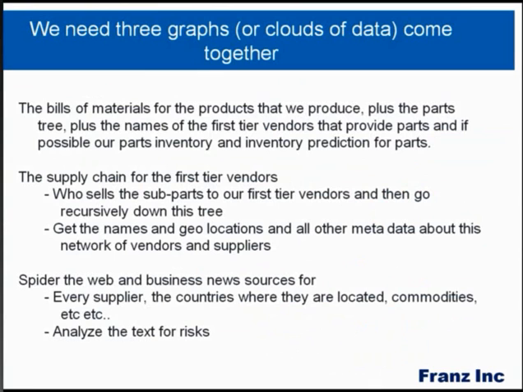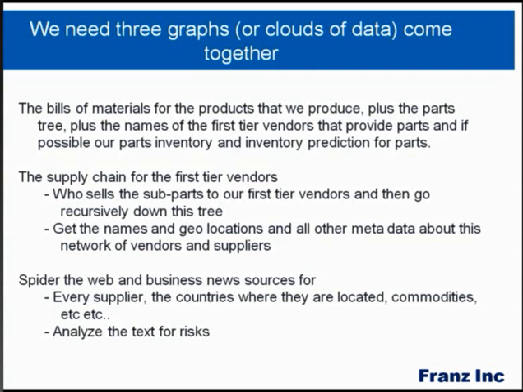But what we needed to do is to get three clouds of data to come together. So the first thing we did is we worked with the manufacturer to get the bills of materials for the products that were produced, plus the parts trees. So that's kind of the hierarchy of the parts, plus all the names of the vendors that deliver the parts to you, and then partly your inventory and inventory predictions. So that was one big cloud of internal data.